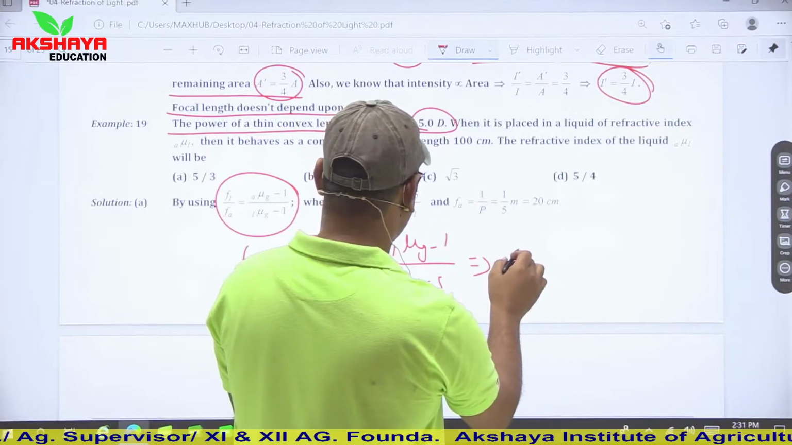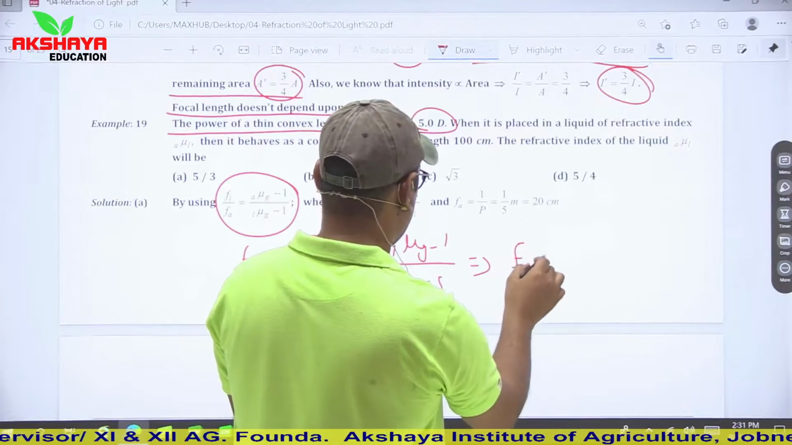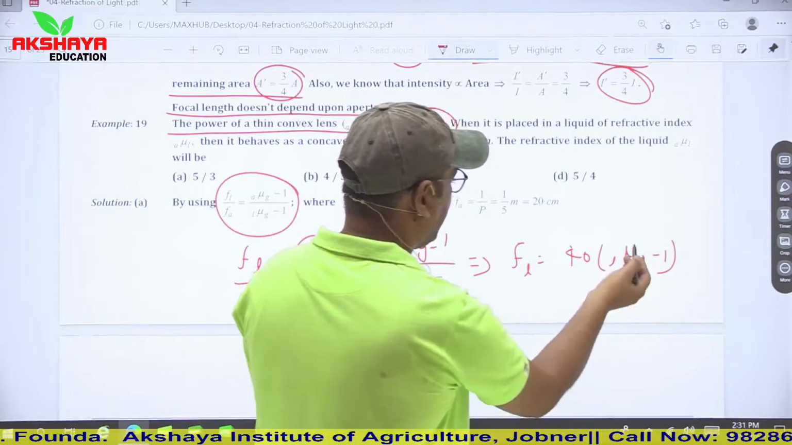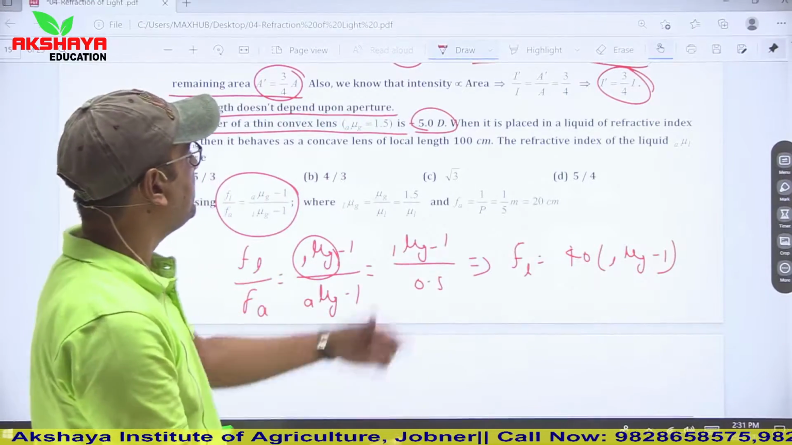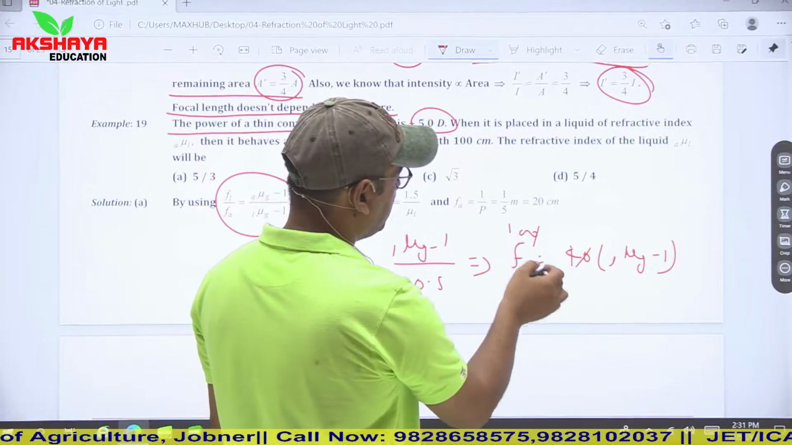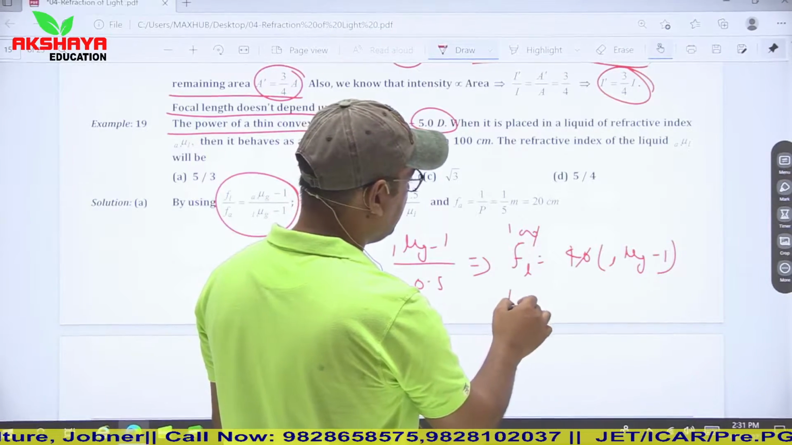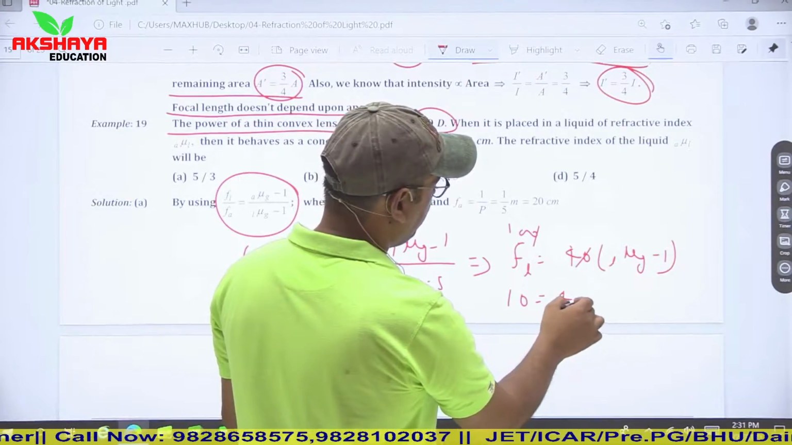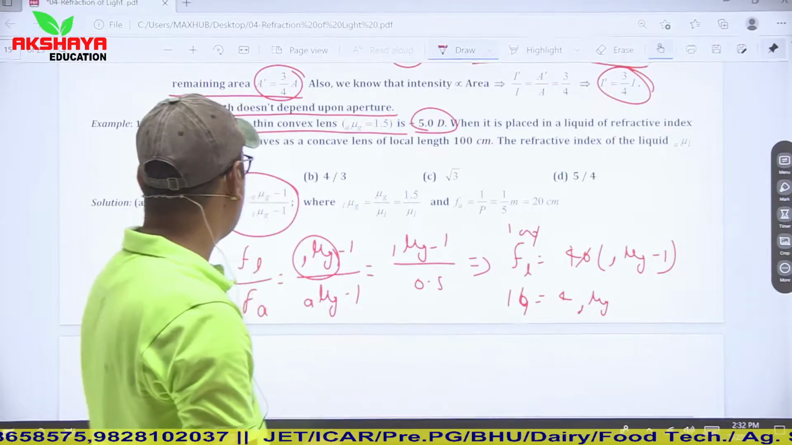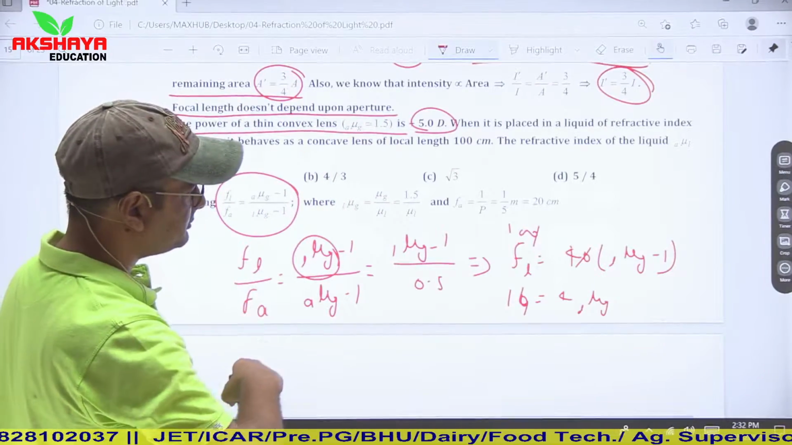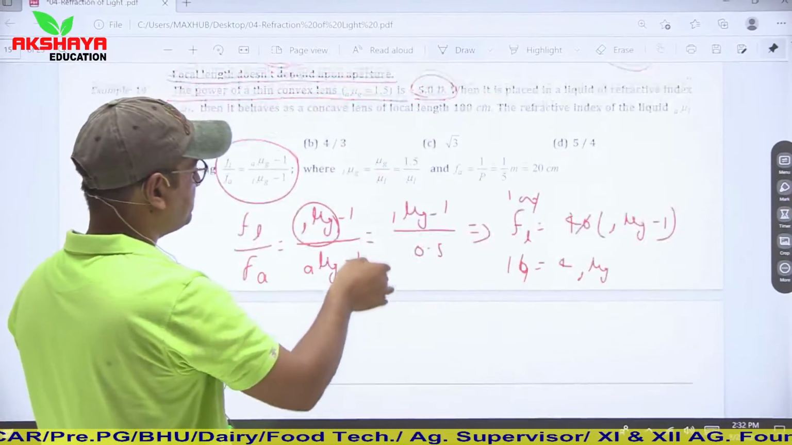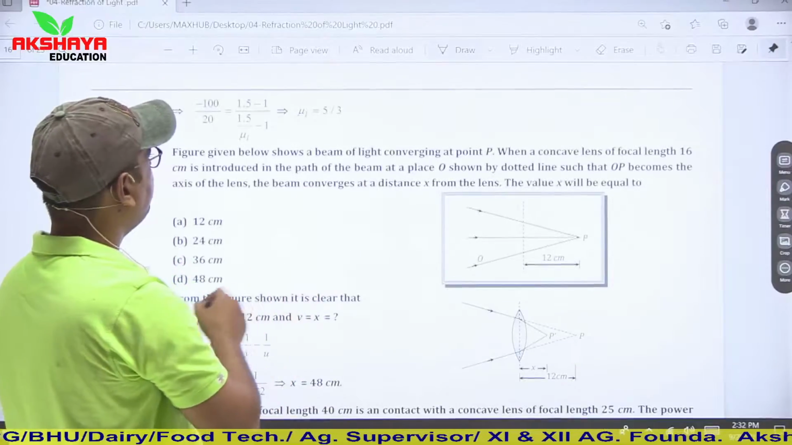So 20 into 2 is 40. So F L is equal to 40 into (L mu g minus 1). And we have to calculate L mu g. F L is given as 100 centimeter. So it is 100, or 10 by 4, or you can say that 10 is equal to 4 L mu g, and it is 14. So L mu g is equal to 14 by 4. So it is almost 10 plus 4. So it can be calculated by using this relation, 5 by 3.